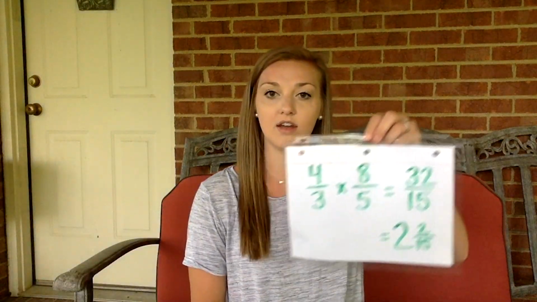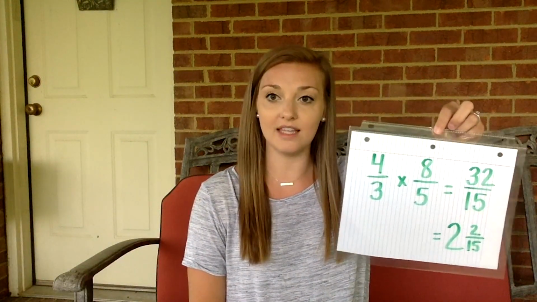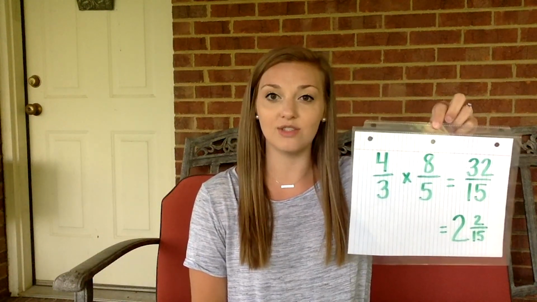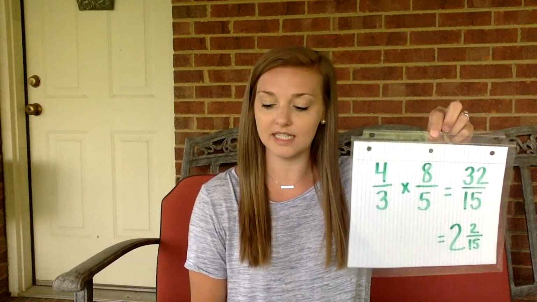So for the first game, I chose to play with a deck of cards. However, you could play with dice or dominoes, or just make numbers up on your own. I drew 2 cards and created a fraction. I drew a 4 and a 3, so I have 4 thirds, and then you choose your operation. For the first one, I decided to multiply, and I did 4 thirds times 8 fifths equals 32 fifteenths. Then I remembered I needed to change it into a mixed number, which is 2 and 2 fifteenths.